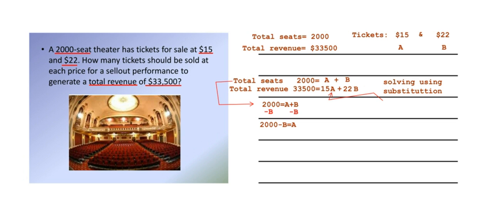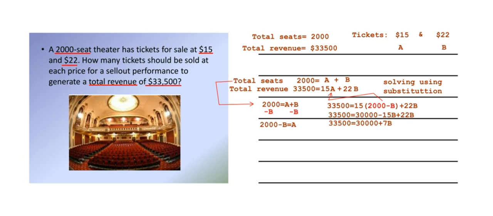Now that we have a variable solved in terms of the other variable, we replace it back into the original equation we haven't used yet, the revenue one. So we have $33,500 equals 15 times, and we replace A with the formula we just found, 2,000 minus B, plus 22B. Now let's distribute the 15. So we have 33,500 equals 15 times 2,000, which gives us 30,000, and 15 times negative B gives us negative 15B.